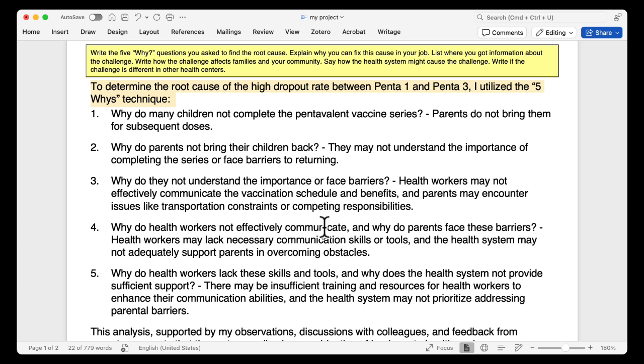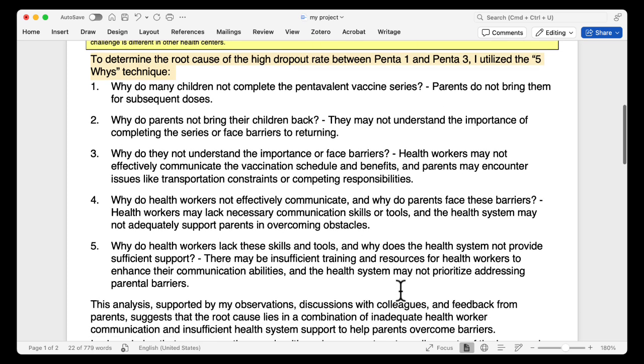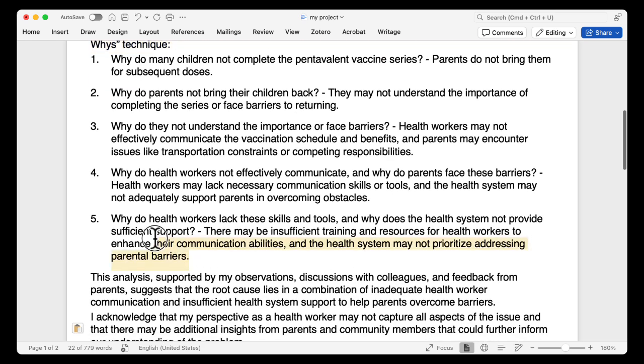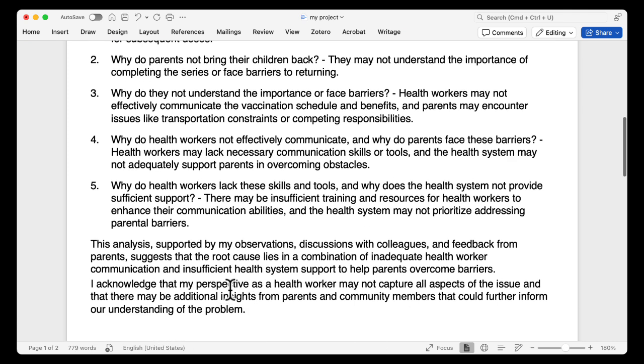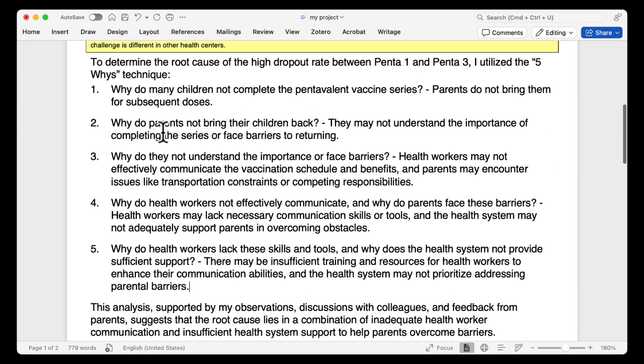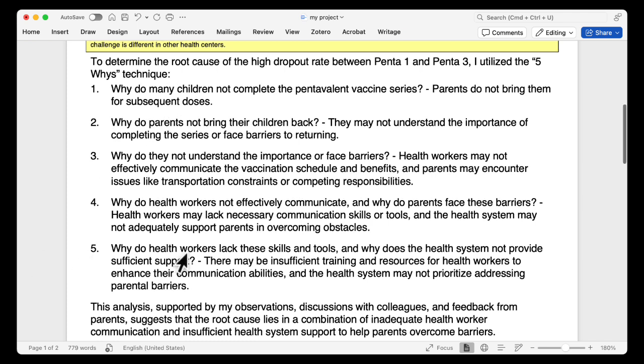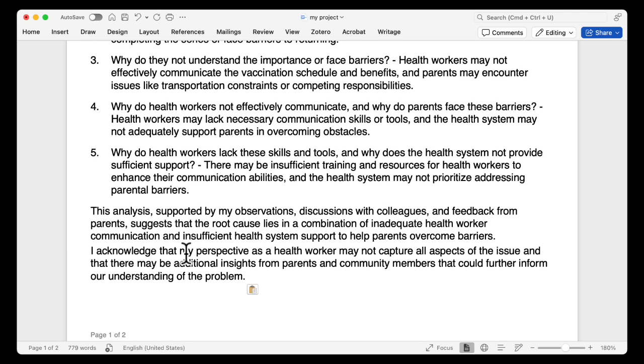Well, so you have sort of 2 tracks, 2 branches that the person is exploring. And here you have a conclusion, which is actually 2 root causes: insufficient training and resources, and then the health system may not prioritize addressing parental barriers. So you see, it's a nice progression with each time I ask why about the preceding answer and I find something else. In fact, there's sort of 2 tracks here, and that's okay. You just need to explain it.